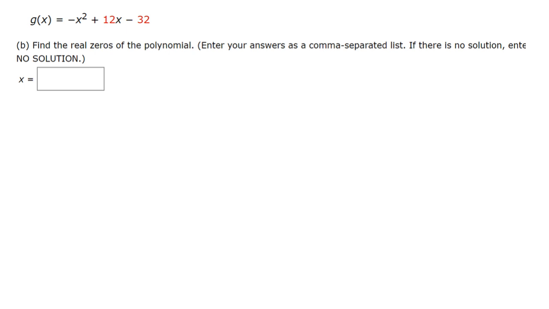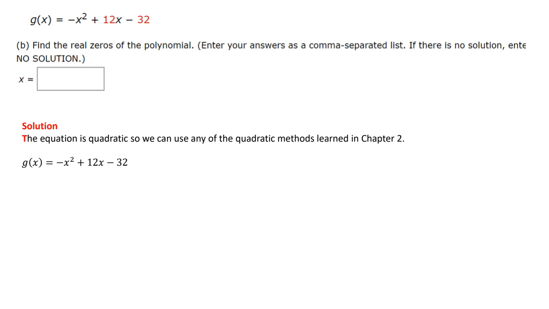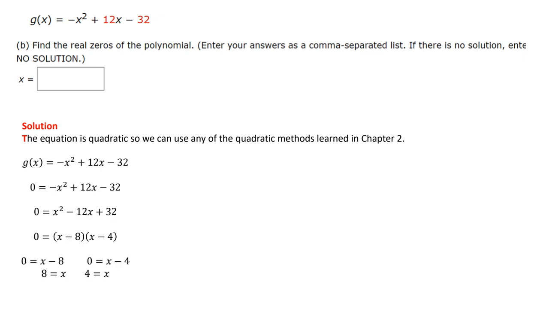Now it says find the real zeros of the polynomial. So what they're really asking us to do is find the x-intercepts. We have a quadratic. There are several ways to find the x-intercepts in our arsenal. We have the quadratic equation, we can factor, and there are several other things we can do. In this particular case, we will just factor it. I think this is my weapon of choice. I love to always factor if we can.